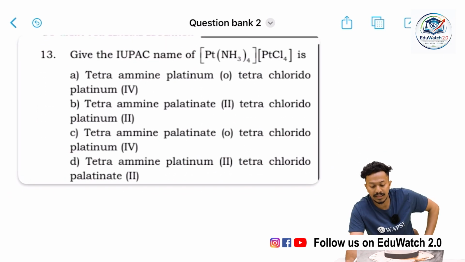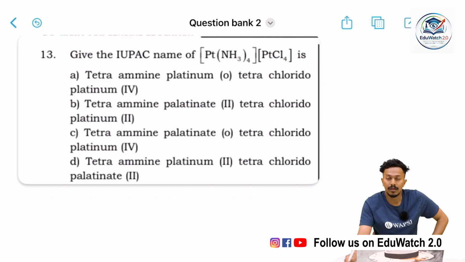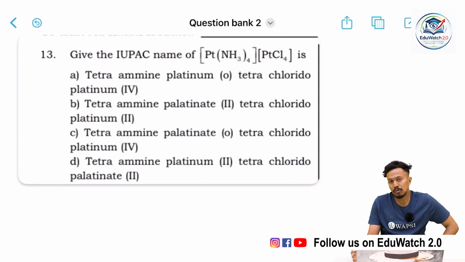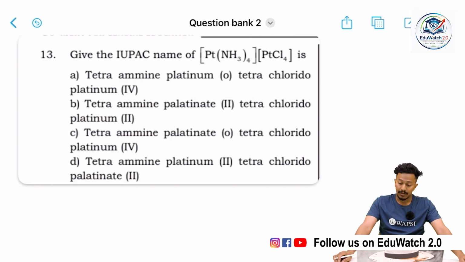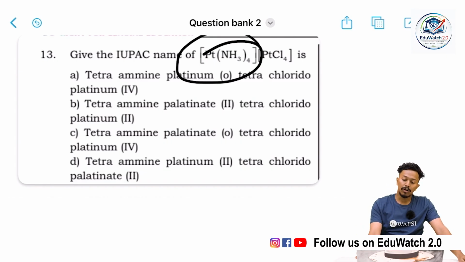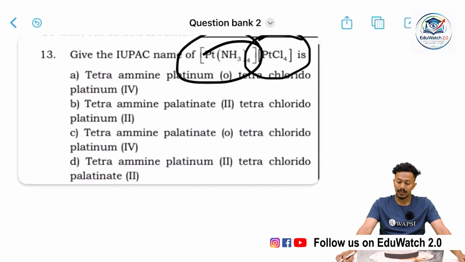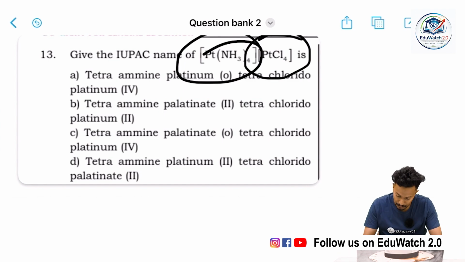Give the IUPAC name of this compound, Pt(NH3)4 times PtCl4, right? So you do know the rules of naming a chemical compound according to IUPAC, right? So here, what do we have? There is a neutral compound and an anionic compound. PtCl4 minus is an anionic compound with a negative charge. So we must find the oxidation state of the central metal atom, which here is platinum, Pt.